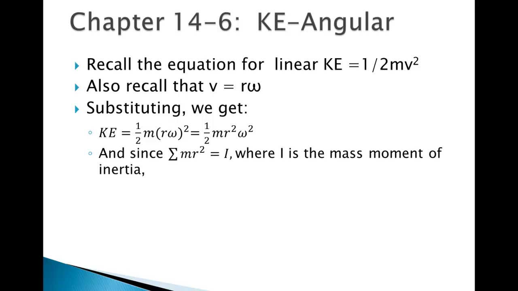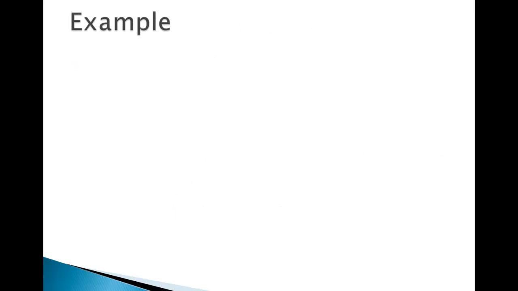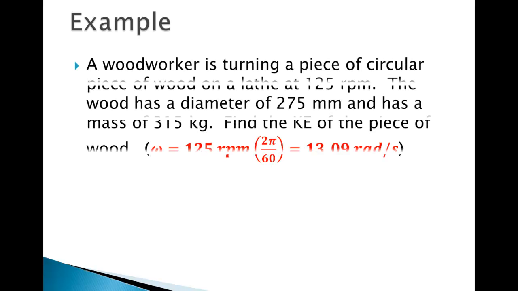Now, we recall that to find the total mass moment of inertia, we get the sum of all the mass times the r squared, which gives us I, the mass moment of inertia. So we can find that kinetic energy with respect to rotating objects becomes 1/2 I omega squared. Now keep in mind, kinetic energy is still in joules, omega is in radians per second, and I is in kilogram meters squared. Let's look at a quick example.